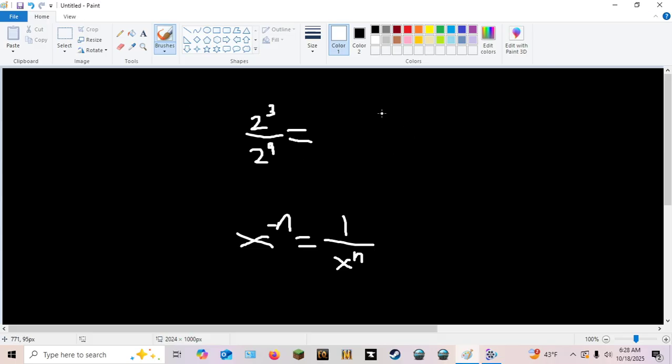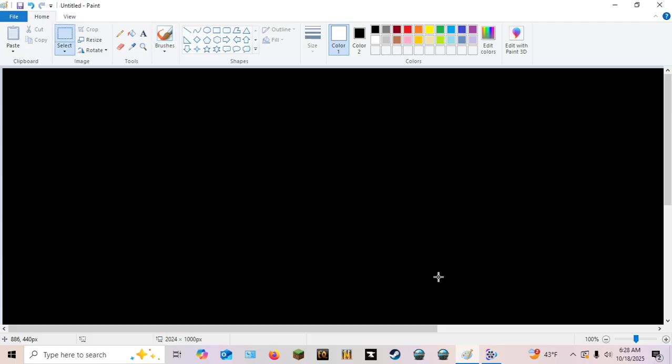Okay, so 3 minus 9 is negative 6. 2 raised to the negative 6 equals 1 over 2 raised to the 6th power, which equals 1 over 64. It's going to be smaller than 2 raised to the 6th power. That's actually a decimal too, if you convert it to a decimal.